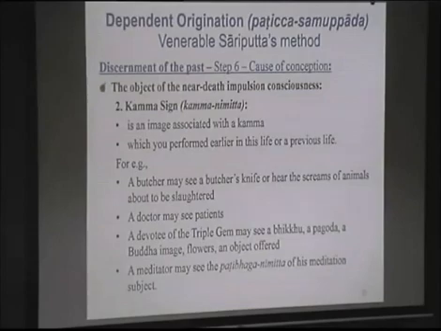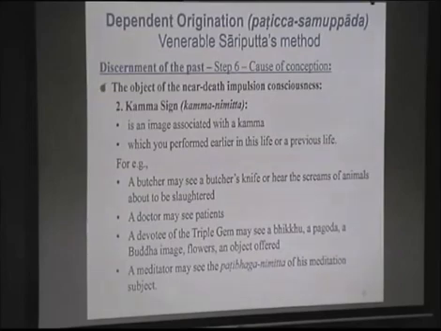A butcher may see a butcher's knife, hear the scream of animals about to be slaughtered, the killing time. So near death, for one who is always killing, this will appear. Then near death, maybe a knife, maybe much blood from the animals at killing time. So this object arises because of his always killing. So this is already an akusala karma. The karma is supposed to lead to hell.